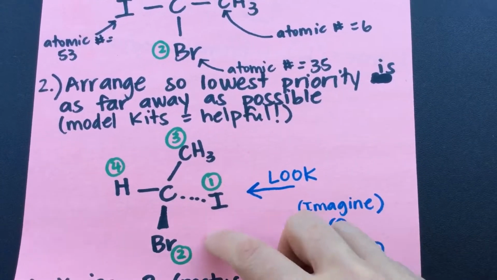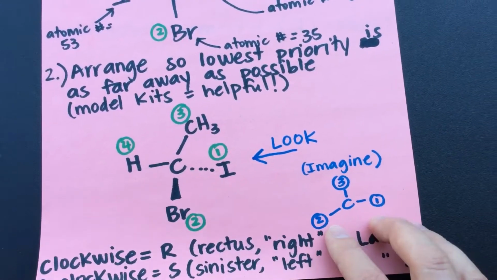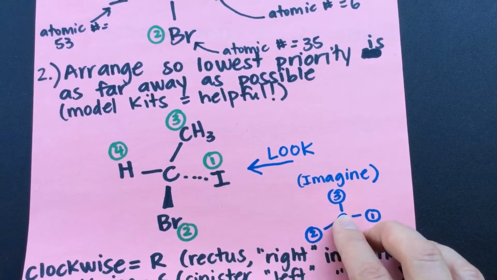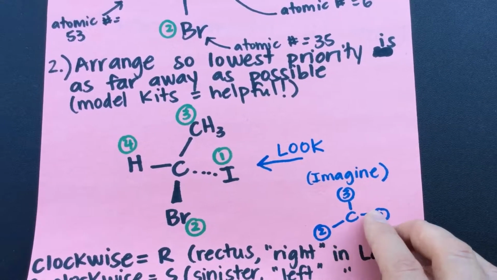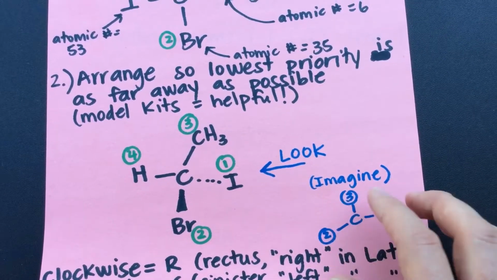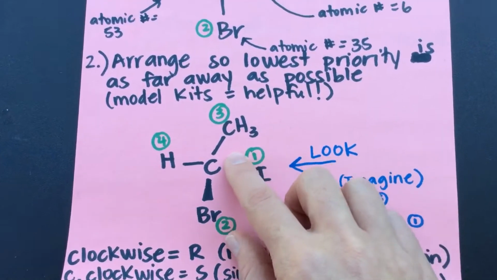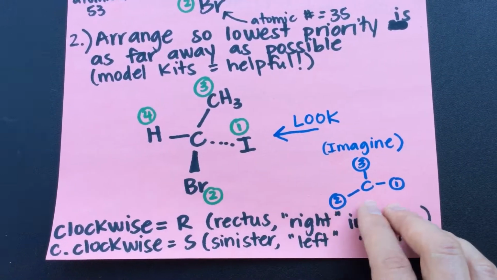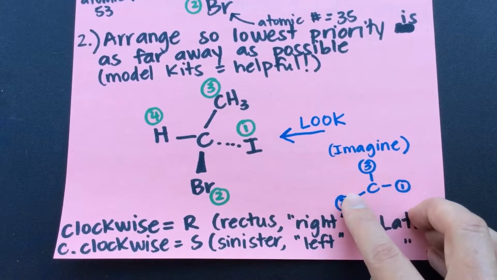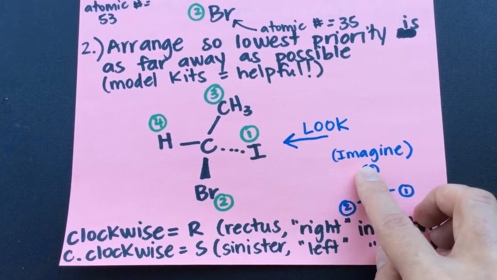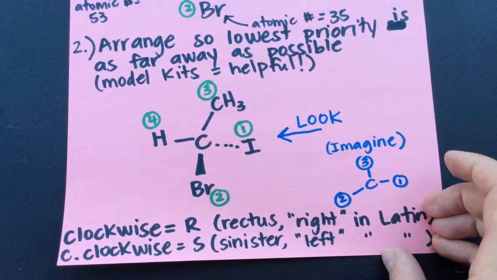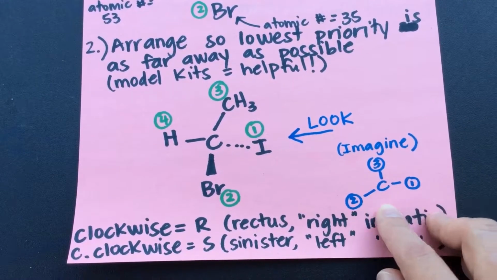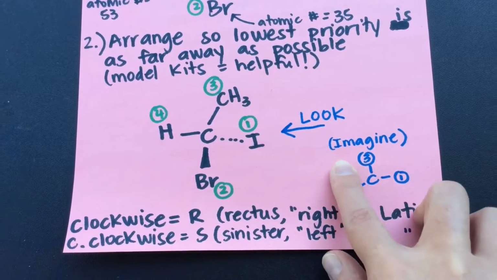If you imagine looking at this from the front, it would look like this, because the hydrogen would be pointing back away from me. We have 1, 2, 3. Now what we do is look straight down this line, at the carbon and that face. That's what we see. We go 1, 2, 3. Is that clockwise or counterclockwise? Well, if we go 1, 2, 3, that's clockwise.